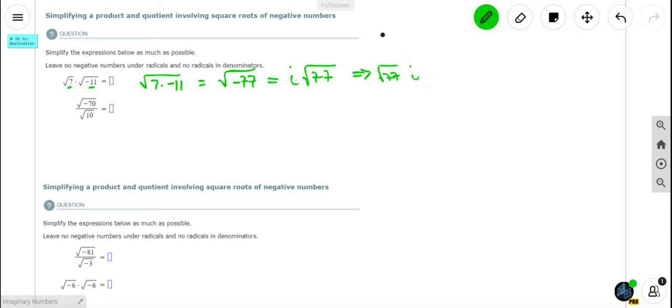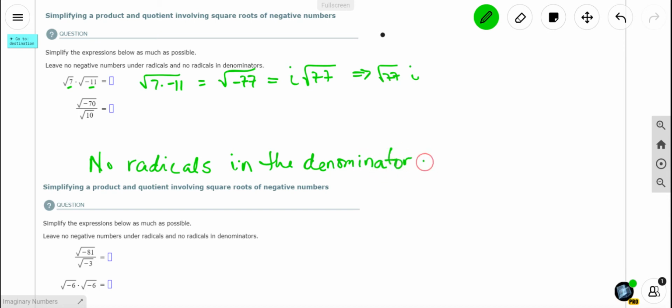Alex may have you put it in as this. Not sure. Next. There is a rule: you may not leave radicals in the denominator. You may not leave them in the denominator. You have to, what we call, rationalize the denominator. Write this down.